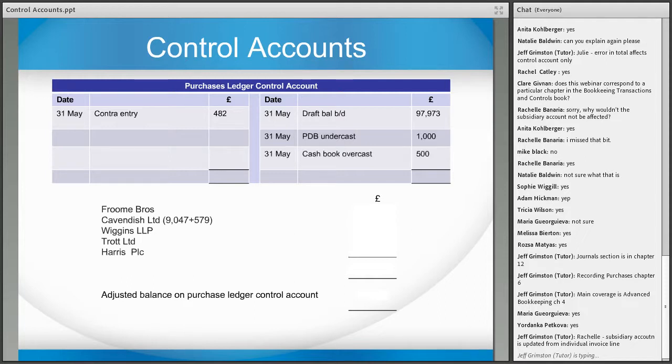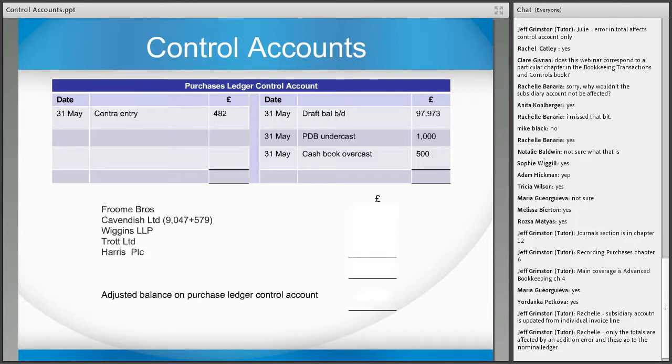The second one is a little bit confusing here, because what we're saying there was the cash book was overcast. So think about the logic. If the cash book entry was overcast, it means that we overstated the amount we paid our suppliers. Well, when we pay suppliers, the bank payment appears on the debit side of the purchase ledger control account to show that the overall total has reduced. So if it was overcast, we make the correcting entry on the credit side.